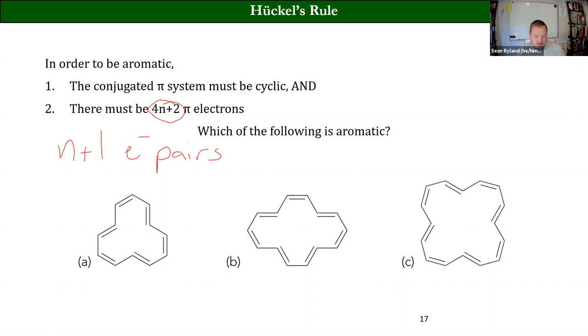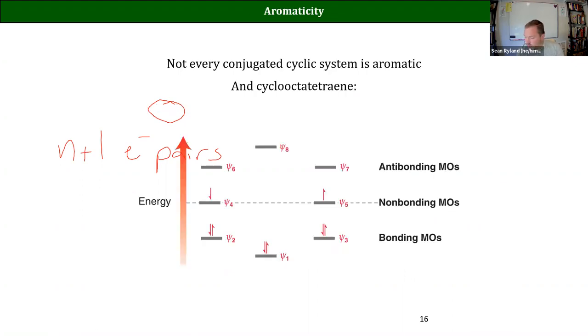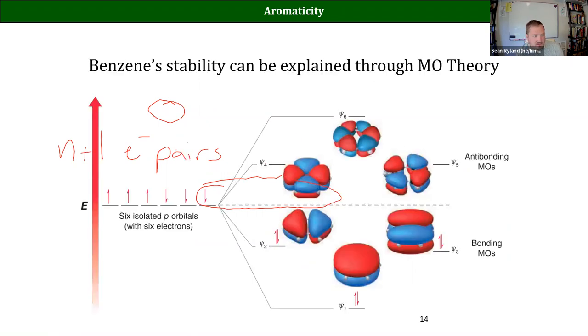If you have an odd number of electron pairs, you won't get a system that looks like this with the unpaired electrons. You will only get situations like this, where all of your electrons are paired up and they're all lower in energy. You don't have any of those orbitals right on that line, and you don't wind up with any electrons being unpaired.